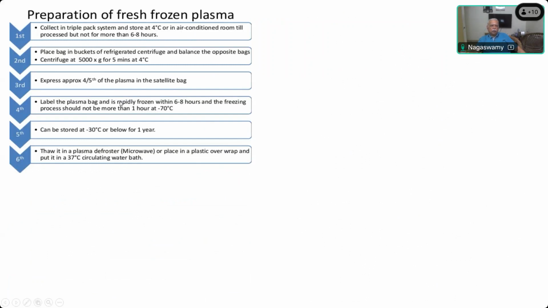So for fresh frozen plasma, the immediate step after separation of plasma is to freeze the plasma within 6 to 8 hours, and the freezing process should not take more than 1 hour at minus 70 degrees. And this can be stored at minus 30 degrees or below for up to 1 year. So FFP can be stored for up to 1 year, and thaw it in a plasma defroster or microwave, or place it in a plastic overwrap and put it in a 37 degree circulating water bath. These are all the methods of thawing the stored fresh frozen plasma.